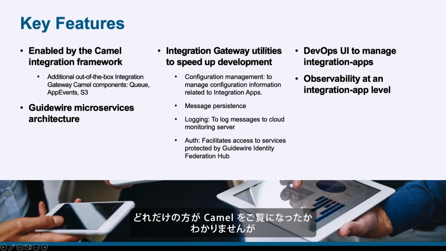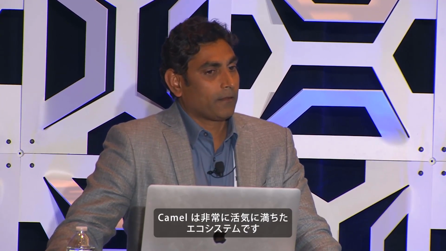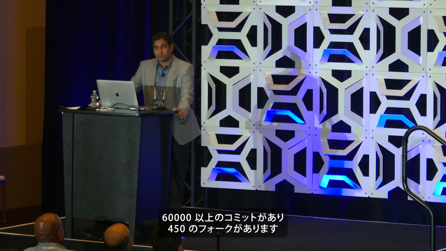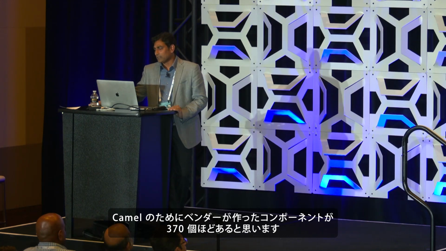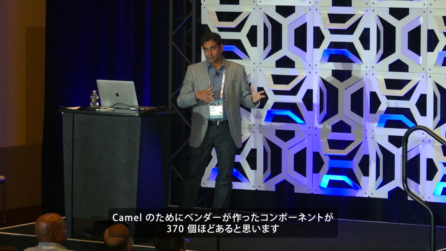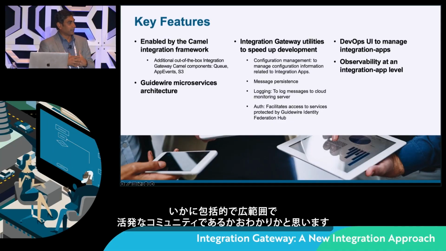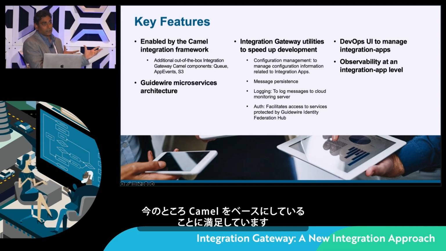I don't know how many of you have looked at Camel, but Camel is one of the most vibrant and active ecosystems. The last I checked, there were about 900+ contributors, 60,000+ commits so far, and 450 forks, right? And about, I think, 370 components built by vendors for Camel. So you can see how comprehensive, extensive and active the community is. We're happy so far to base this on Camel.